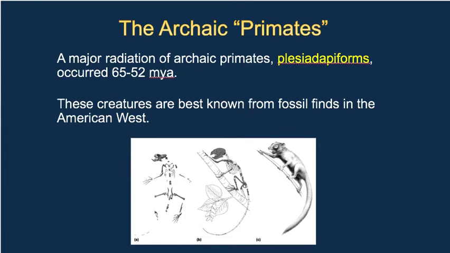These creatures, as it says here, are best known from fossil finds in the American West. So most of the fossil evidence comes from Wyoming. Some of it comes from Montana, maybe a little bit from Utah. Generally, this part of the country is where we find the very earliest fossil evidence for the emergence of primate-like animals.